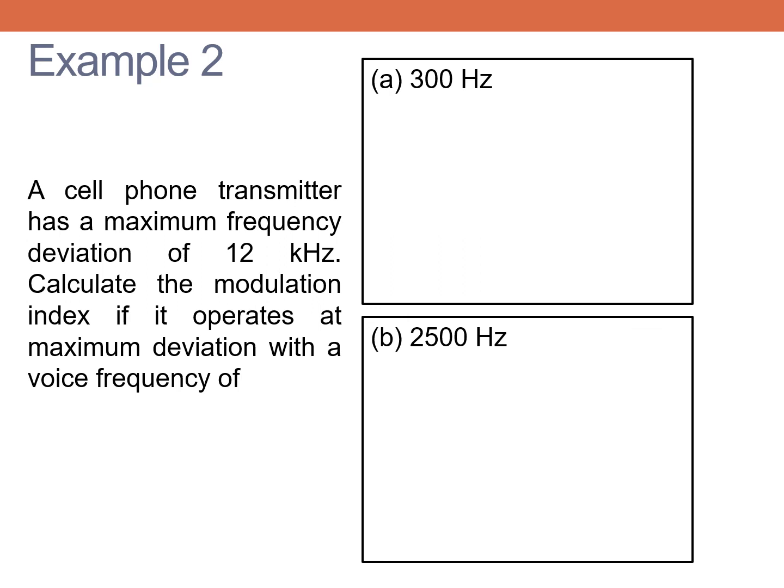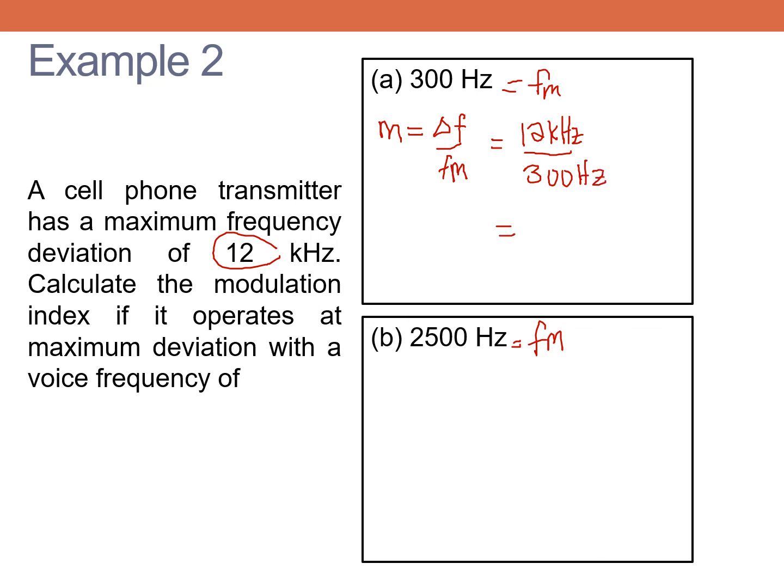So let's try example 2. A cell phone transmitter has a maximum frequency deviation of 12 kHz. Calculate the modulation index M if it operates at maximum deviation with a voice frequency of 300 Hz, here is your Fm, and also 2500 Hz, here is your Fm. So write down the formula: M equals delta F over Fm. So delta F is 12 kHz divided by 300 Hz.